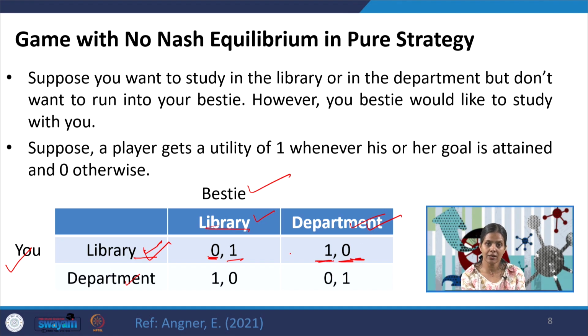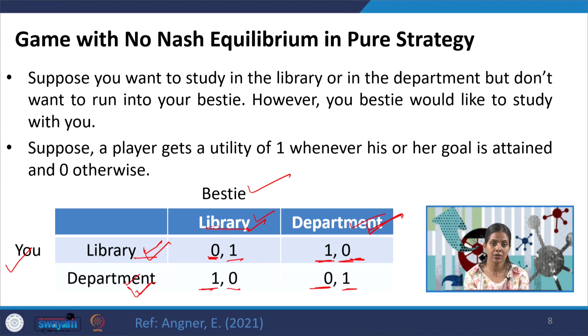getting 0. In a similar fashion, you can understand that when you two are in different places, you are happy getting a utility of 1 and she is getting 0. When you two are at the same place, then you are not happy getting a utility of 0 and she is getting a payoff of 1. So, what is the Nash equilibrium here?